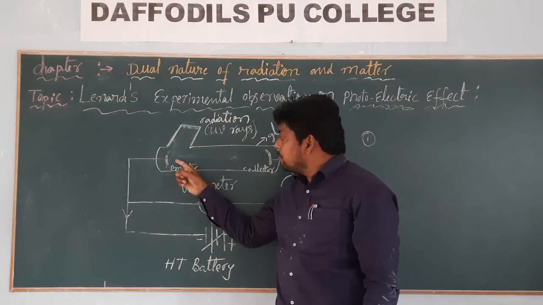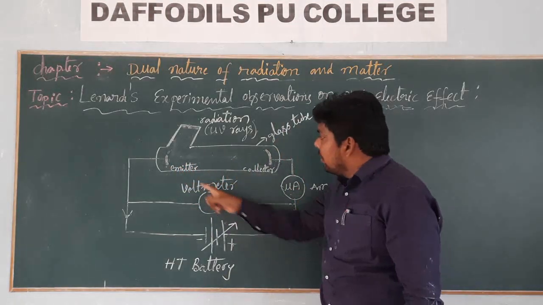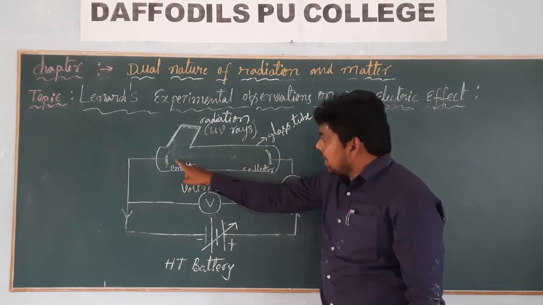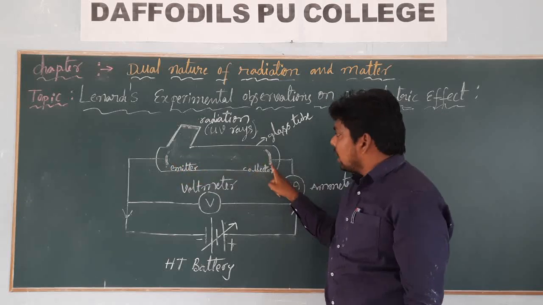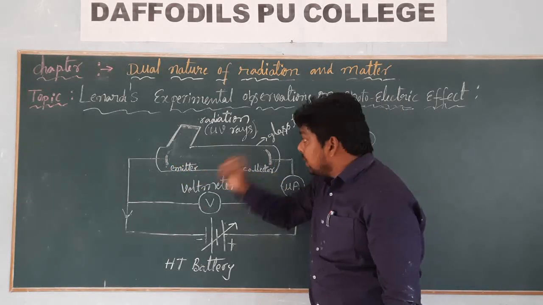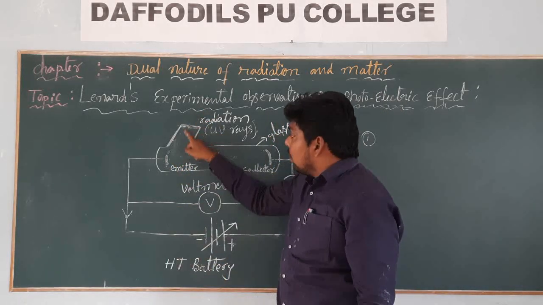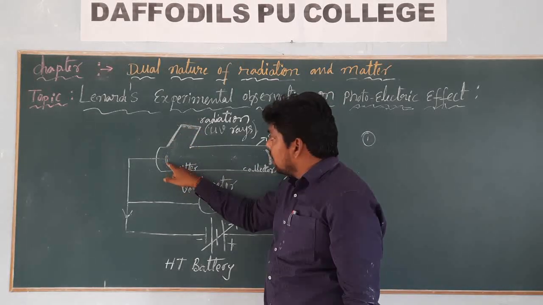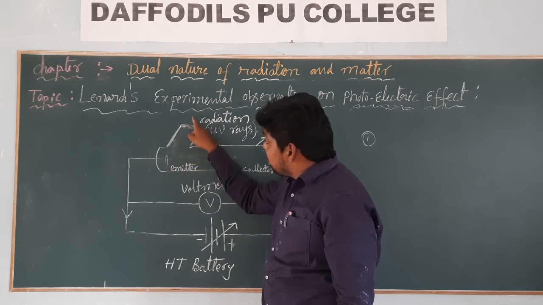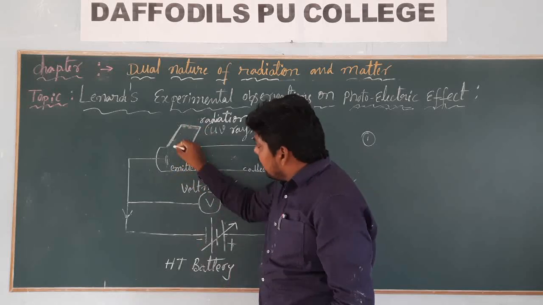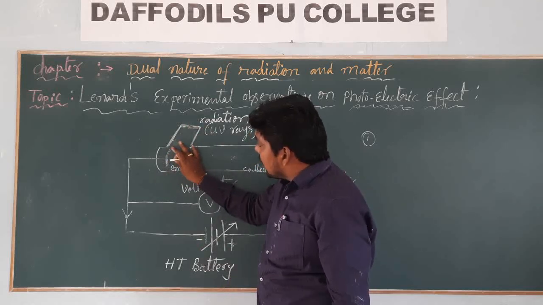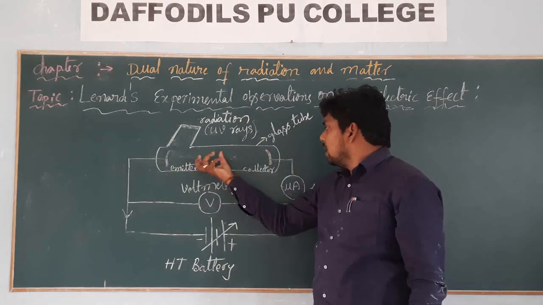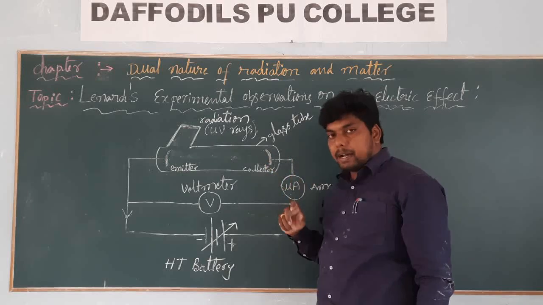If you want to observe the electric current in the circuit, there must be flow of electrons from the emitter to what? Collector. Is there any flow of electrons from the emitter plate to the collector plate? There is no flow. Why? Because whatever the free electrons are there, they are present in the emitter plate only. When the radiation falls on the metal plate, then only those electrons acquire the extra energy and they will come out of the metal surface and they will move towards the collector plate.